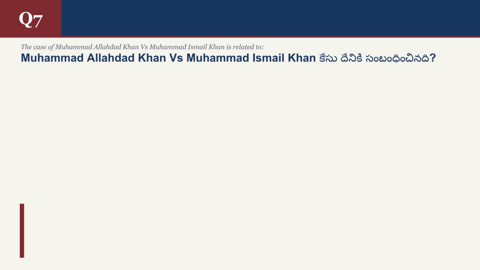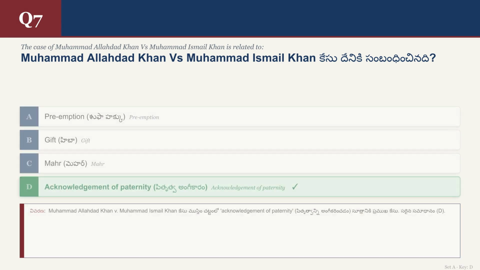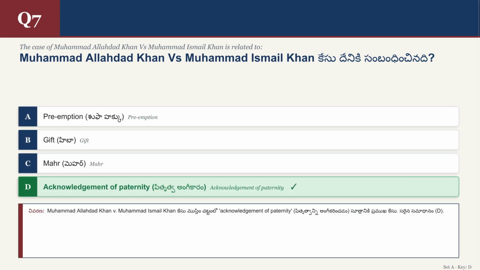Question 7 relates the case of Muhammad Allah Khan versus Muhammad Ismail Khan to a specific concept. The correct answer is D, acknowledgement of paternity.